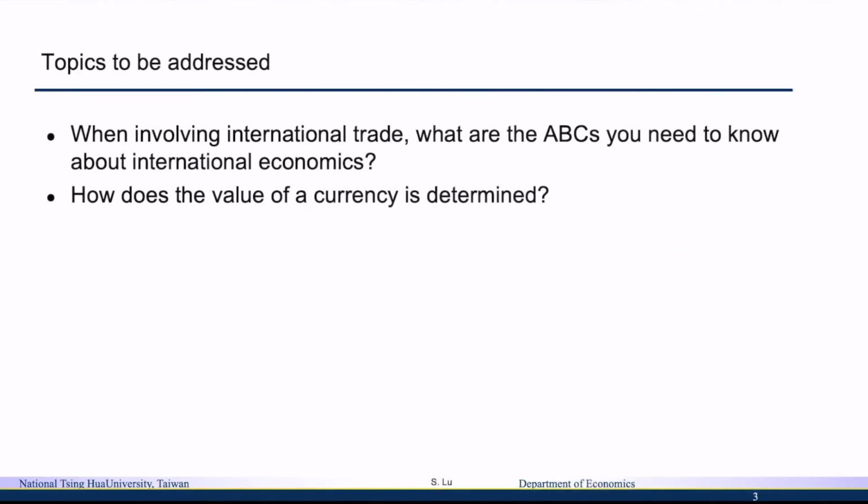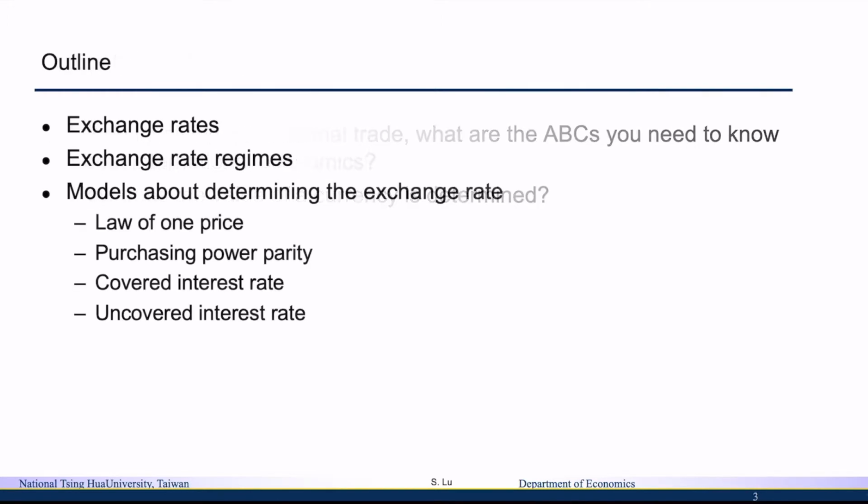In today's class, we are going to talk about some topics related to international economics. To begin with, the topics that we are going to address today are as follows. We want to talk about what basic knowledge you need to know about international economics when involving international trade. Then we want to ask, how is the value of a currency determined?